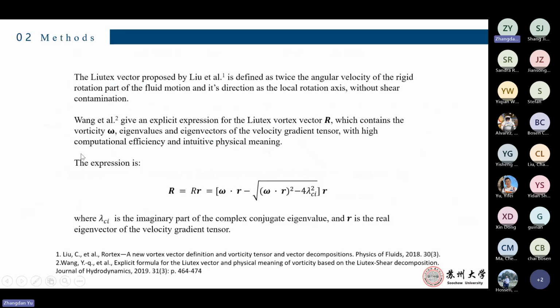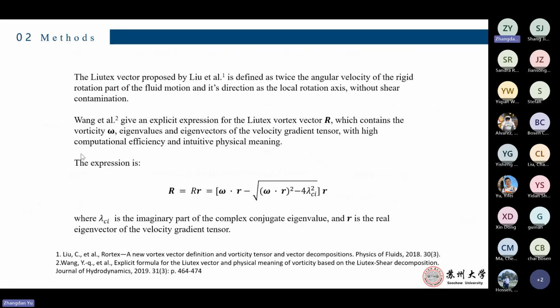The Liutex vector proposed by Liu et al. is defined as twice the angular velocity of the rigid rotation part of the fluid motion and stretching as the local rotation axis without shear contamination. Wang et al. gave an explicit expression for the Liutex vector R, which contains the vorticity omega, eigenvalues, and eigenvectors of the velocity gradient tensor.